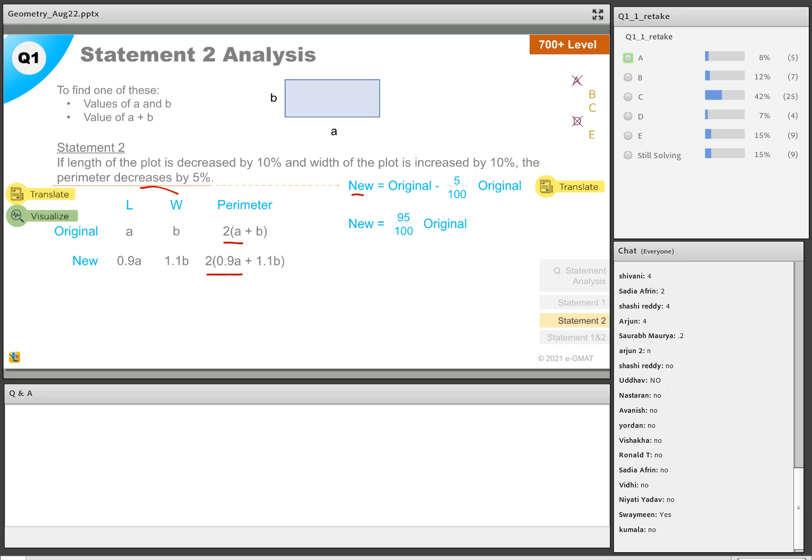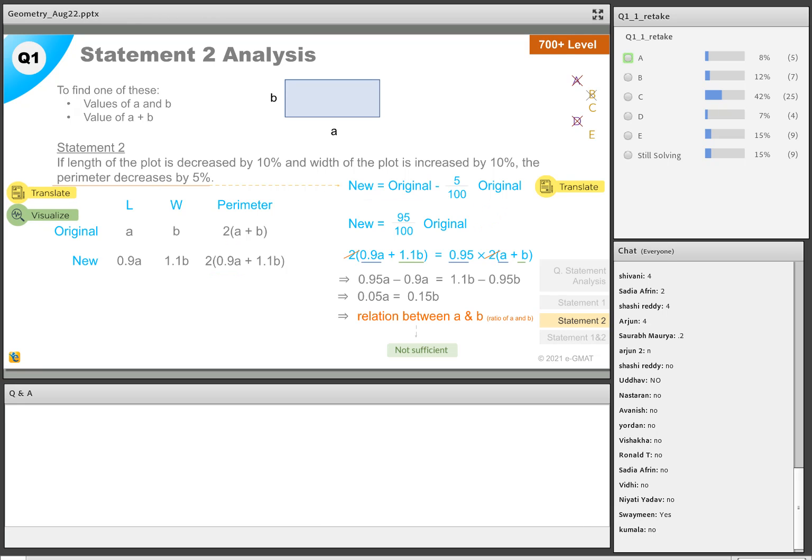According to the question, the perimeter decreases by 5%, right? So whatever the new perimeter is, it's equal to the original perimeter minus 5% of the original perimeter. So now it becomes 95 by 100 of the original perimeter. So essentially twice of 0.9A plus 1.1B is equal to 0.95 times 2 times A plus B. If you simplify this, you get a relationship between A and B. You can see that 5A is equal to 15B. Essentially, A is equal to 3B.